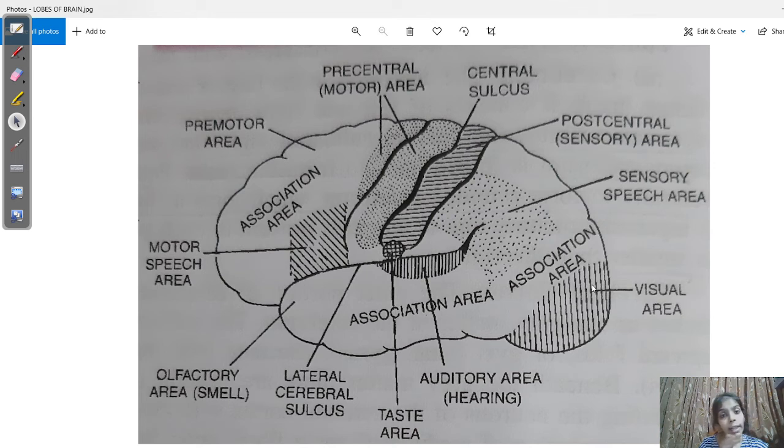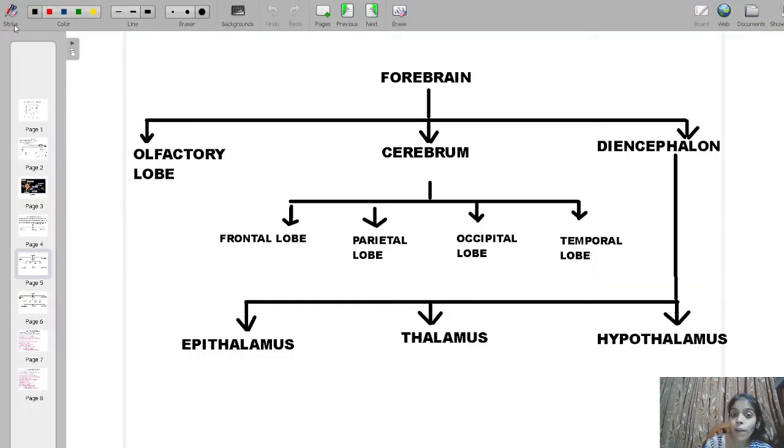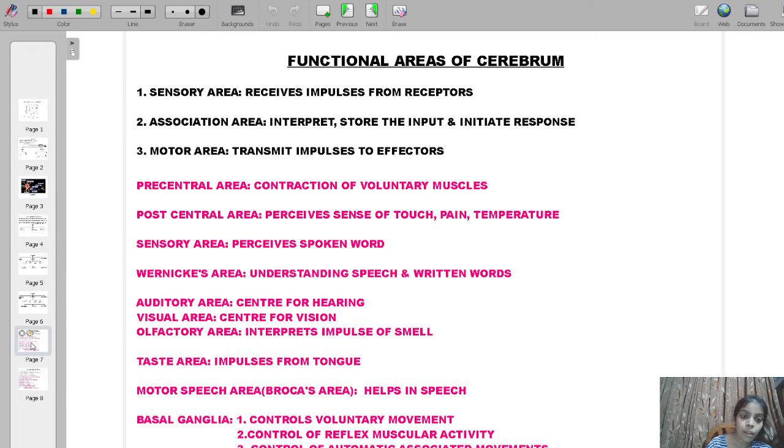Now, not only lobes, there are certain functional areas also. Mainly there are three functional areas: sensory area, association area, motor area. Almost similar to that of neurons. Sensory area will receive the impulse from the receptors.